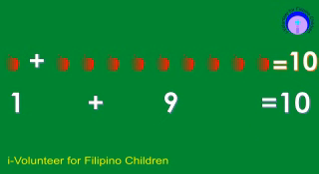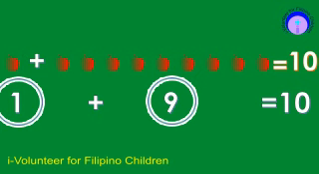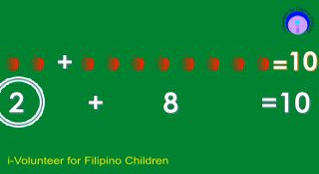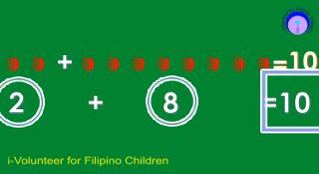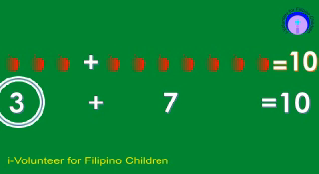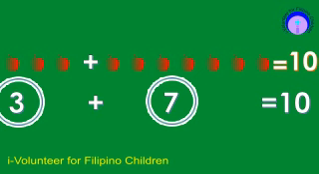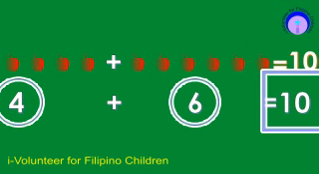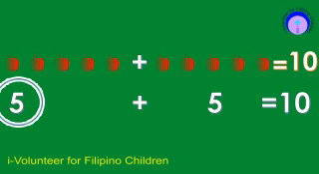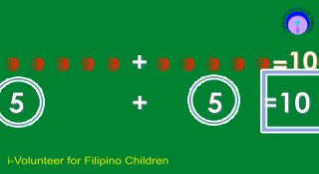1 apple plus 9 apples make 10 apples. 2 apples plus 8 apples make 10 apples. 3 apples plus 7 apples make 10 apples. 4 apples plus 6 apples make 10 apples. 5 apples plus 5 apples make 10 apples.